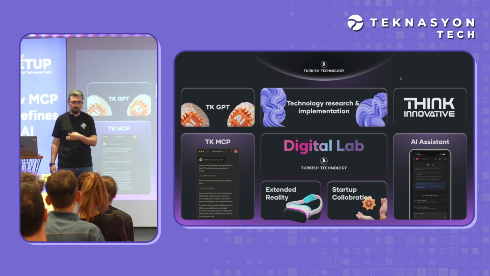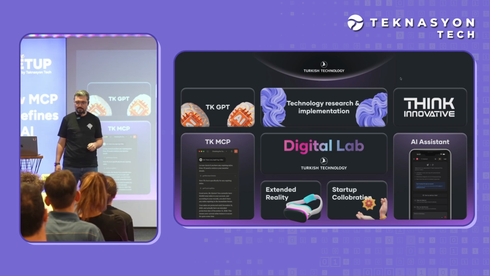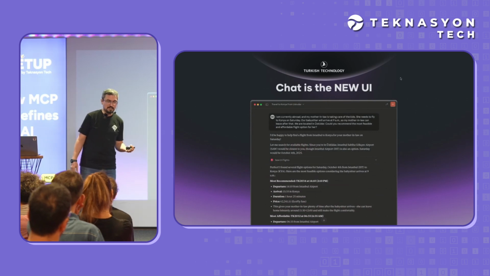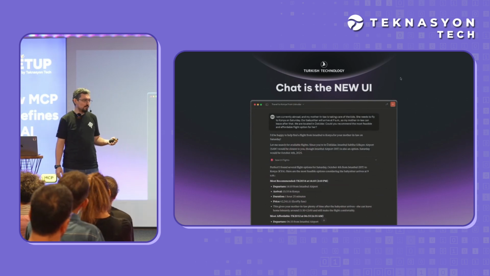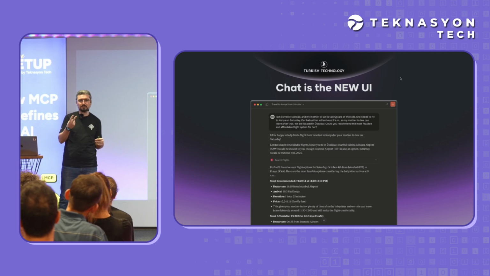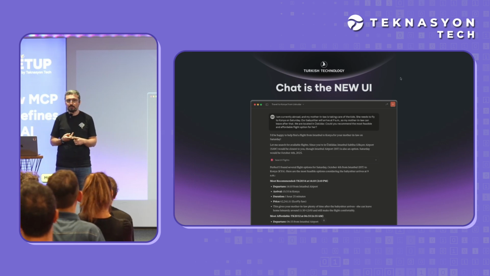We do a lot of different things around that, but right now our main focus is MCPs, and we truly believe that chat is the new UI. As Turkish Airlines, we have two main channels. One is web and one is mobile. But we see a trend where this goes beyond our applications and into chat applications.